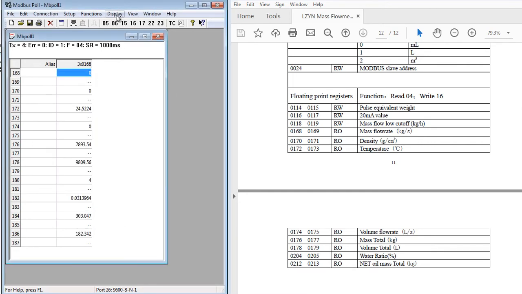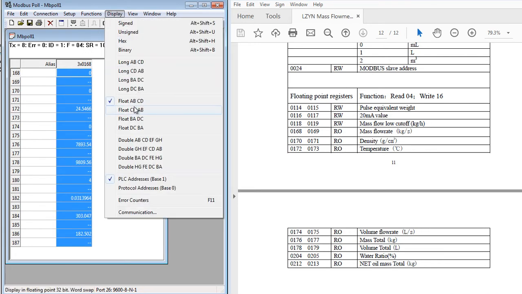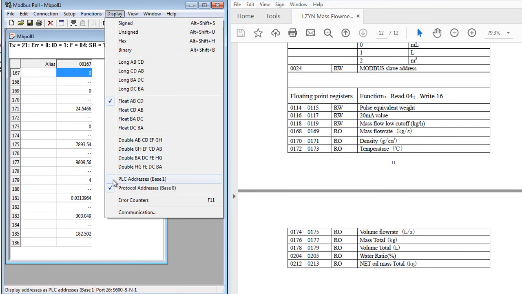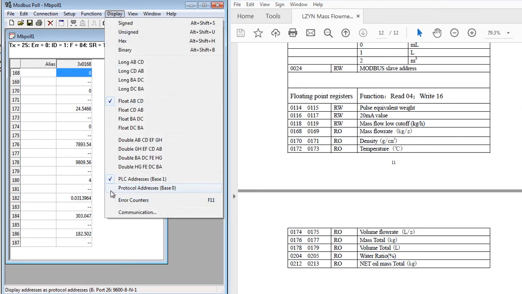And then for the display, you click the entire row, and we're doing float ABCD, PLC address base 1. So if I do protocol base 0, it'll still work. So display PLC address base 1. I think normally people use this, this is a normal one.